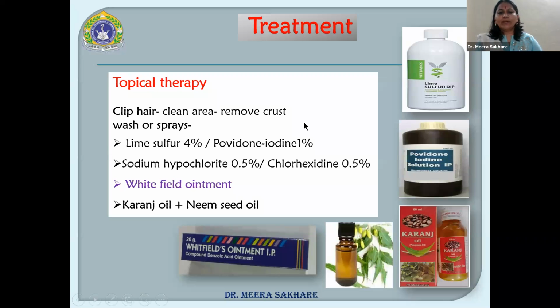Or we can go for chlorhexidine, sodium hypochlorite, or Whitfield's ointment, which contains benzoic acid and salicylic acid. Benzoic acid is antibacterial, and salicylic acid is a keratolytic agent. So it is one of the gold standard treatments routinely used in case of ringworm. Or alternatively, we can go for the application of karanj oil or neem seed oil. Again, this combination gives very good results at the field level. Simply take two equal parts of karanj oil and neem seed oil. This is neem seed oil and karanj oil. It is available in any medical shop, and you mix the equal concentrations and apply in the morning and evening for a period of 3 to 4 weeks.